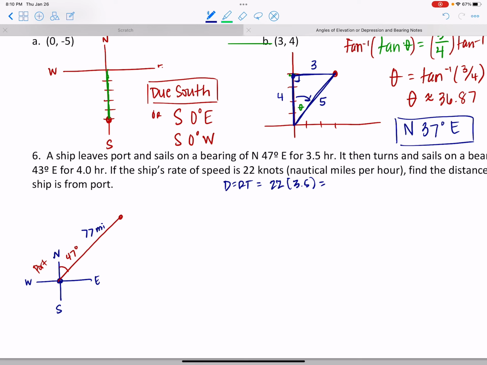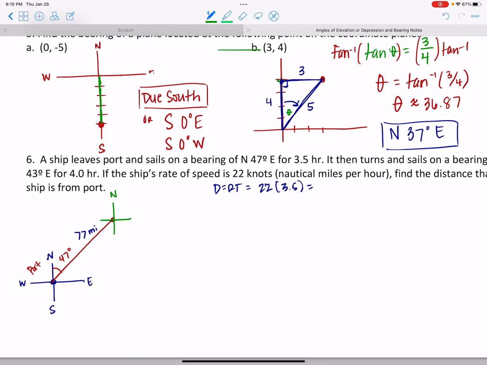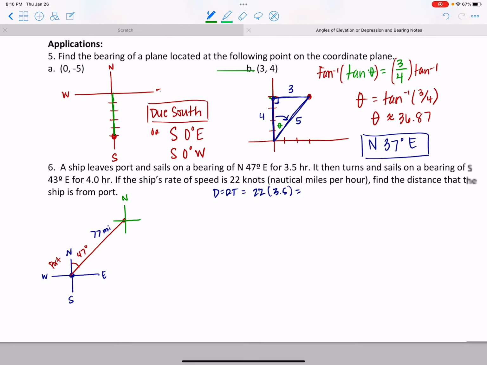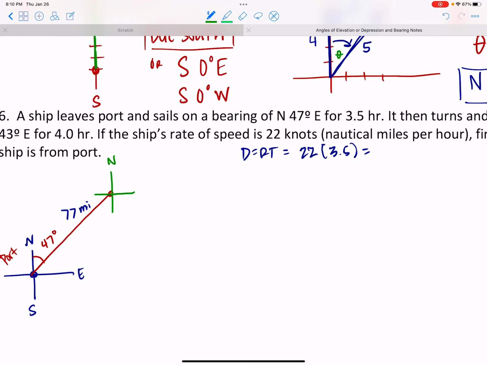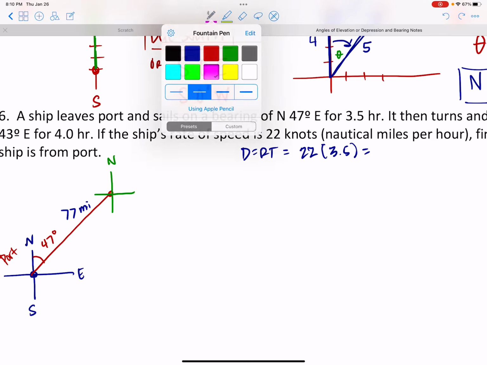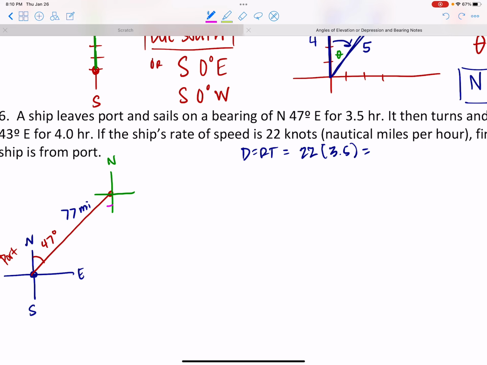And then it turns. So from this point I need another north, south, east, west line. And it says when it turns, it's on a bearing of south 43 degrees east. So I would start on the south here, and I'm going to go 43 degrees east.